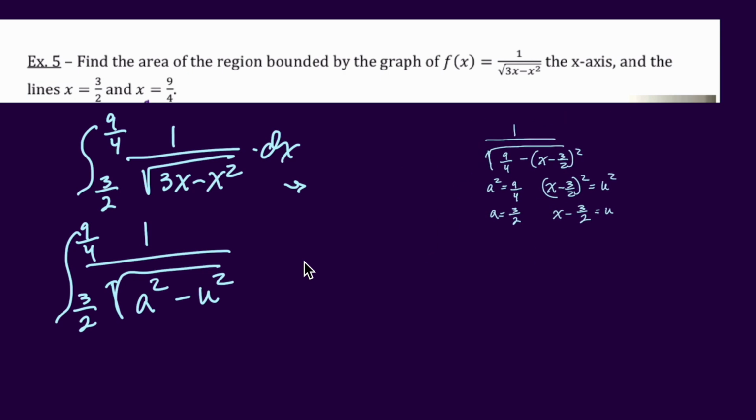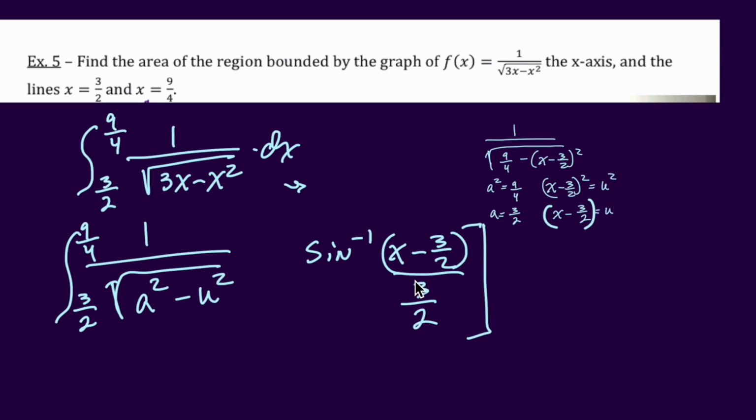All right, our solution is going to be inverse sine of u over a. So our u is going to be 3 halves x minus 3 halves. That's our u. And our a value is going to be 3 halves, like so. Okay, and we're going to evaluate this inverse trigonometric function from 3 halves to 9 fourths. Okay, let's clean up and come back and do that.